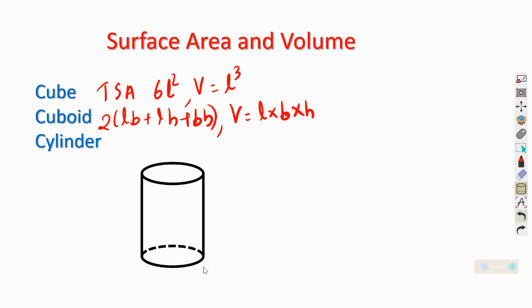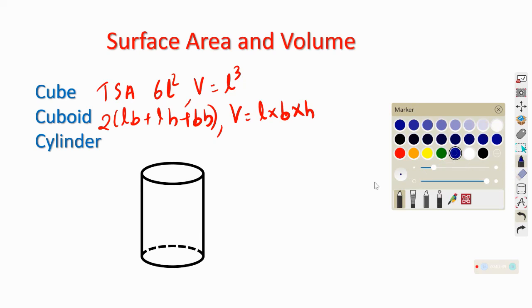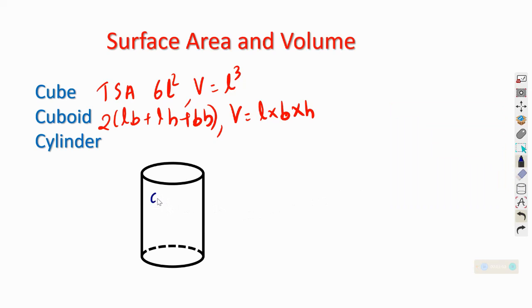But is it like a cube or cuboid? The peculiarity is that it has a curved surface. Because of the circular nature, it is curved. So that is what makes this cylinder very unique. This is curved, you can understand. It is circular here. And there is a lot of peculiarity as far as the cylinder is concerned.